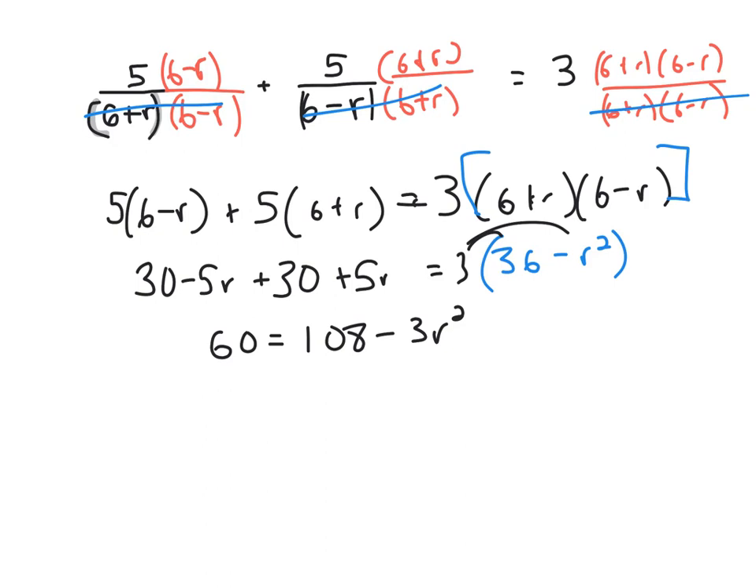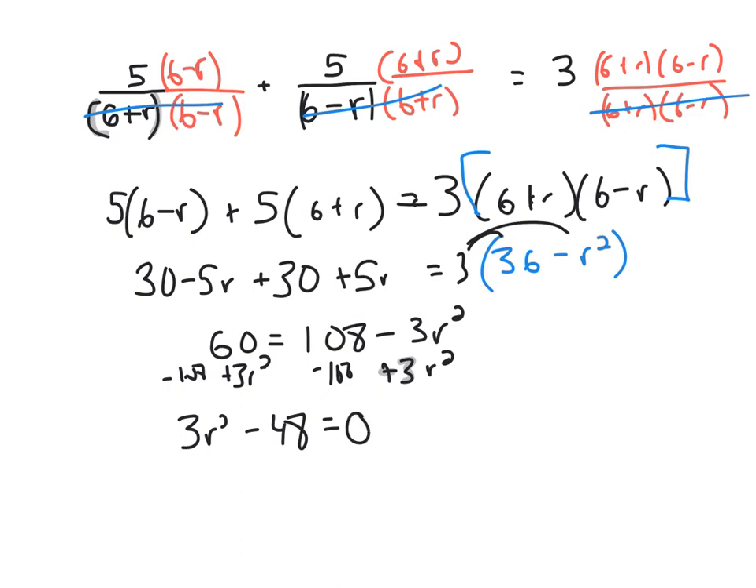I'm noticing, though, that the leading coefficient for my r squared term is negative. So because of that, I'm going to add 3r squared to both sides and subtract 108. Some people might subtract the 60, multiply by -1, whatever really floats your boat. Alright, so I'm going to add 3r squared to both sides. Oops, let's go to the pen. So we have 3r squared. I'm going to subtract 108 on both sides. Now if I subtract 108, I'm left with minus 48.